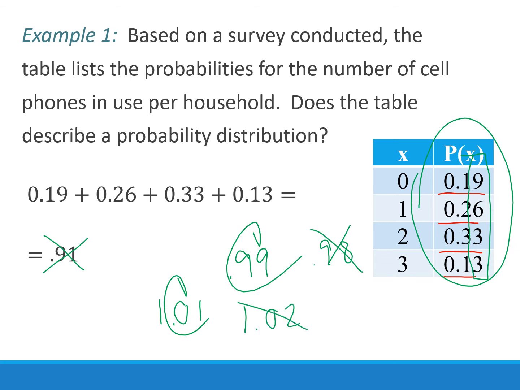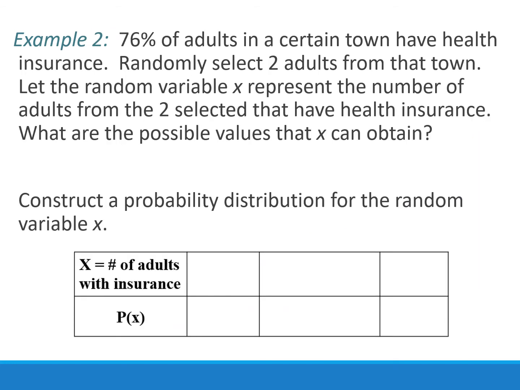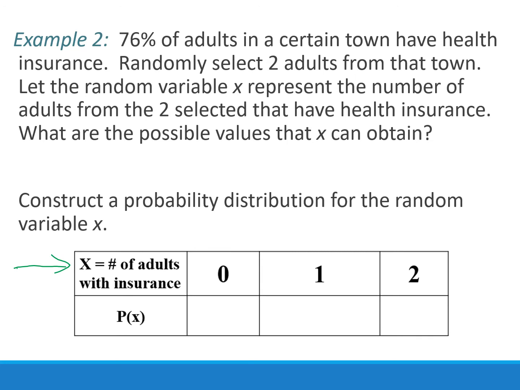1.02, no good. In example 2, 76% of adults in a certain town have health insurance. We're randomly selecting 2 adults from this town and then counting the number in those 2 that have insurance. Before we do anything else, let's fill out the top of this table here. If we're picking 2 people, either 0, 1, or 2 of them will end up having insurance. Also, if 76% of adults have insurance, that means the other 24% don't have insurance.